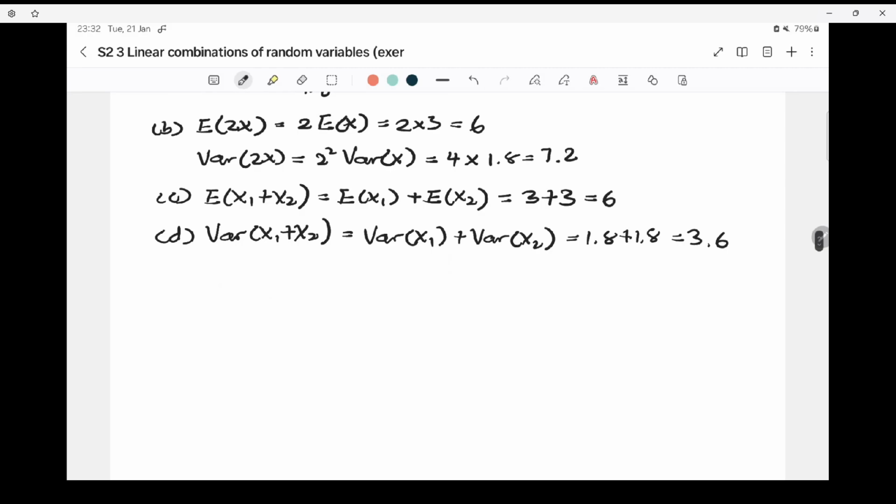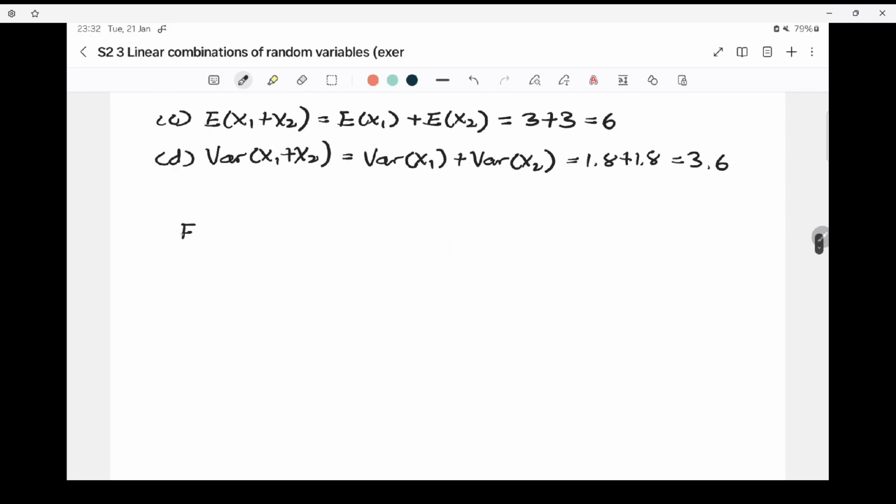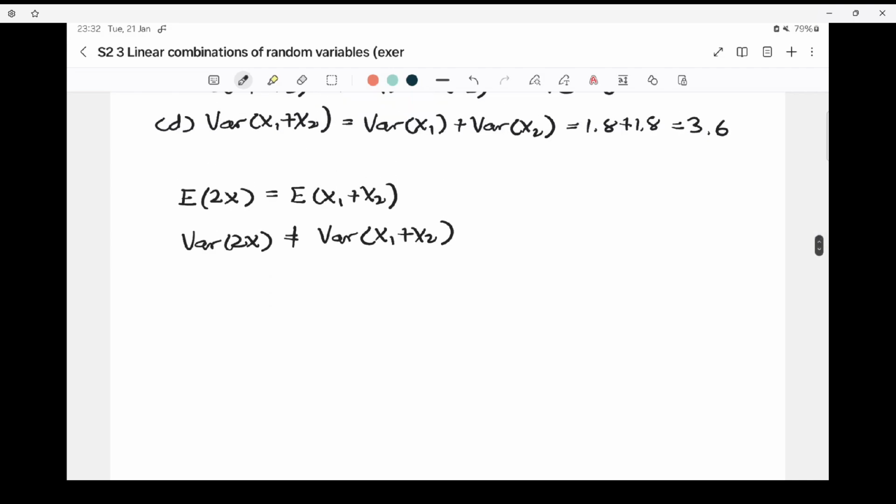So from this particular exercise, you can see that E(2x) is equal to E(x1 plus x2), provided that these two measurements follow exactly the same probability distribution and they are independent. But the variance of 2x is not the same as the variance of x1 plus x2. Okay, so this you have to take note.